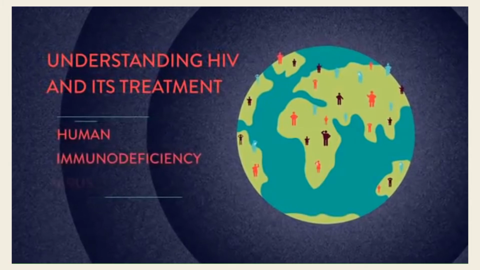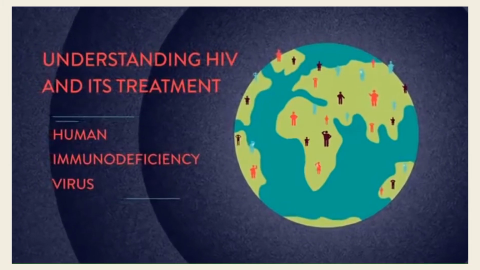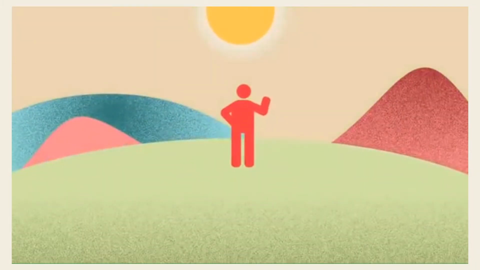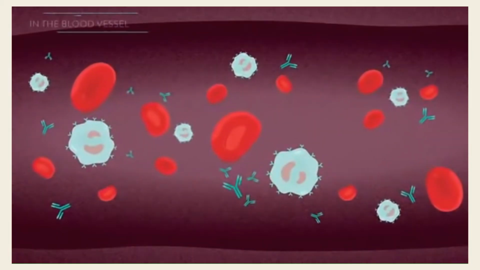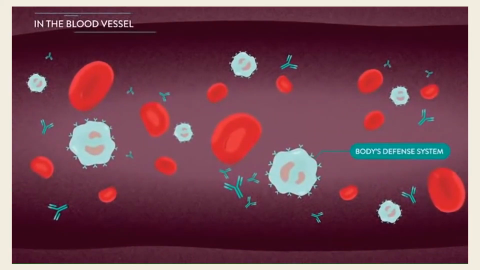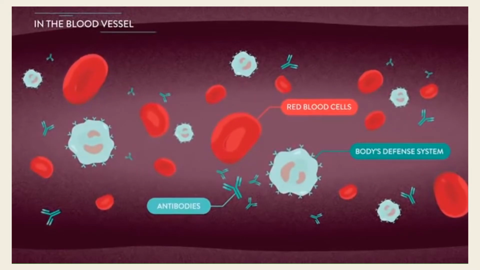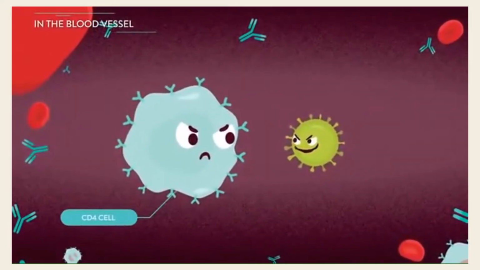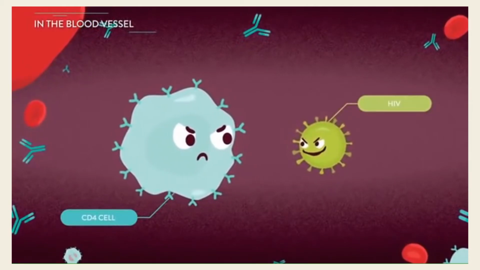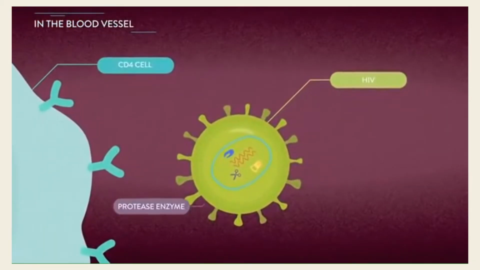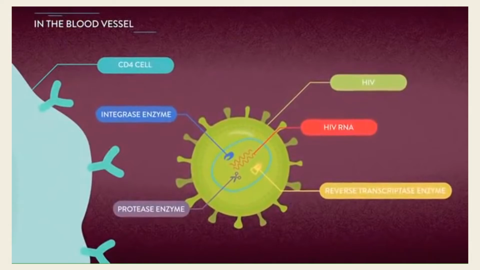Millions of people live with HIV, a disease that weakens the body's defense against ordinary infections. The body's defense is the immune system, made up of white blood cells, antibodies, and other cells. CD4, a type of white blood cell, fights off invaders. But HIV attacks CD4 cells.